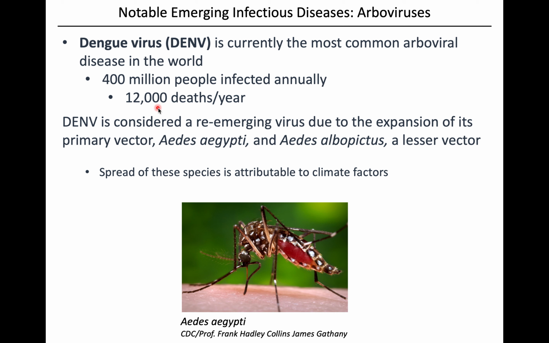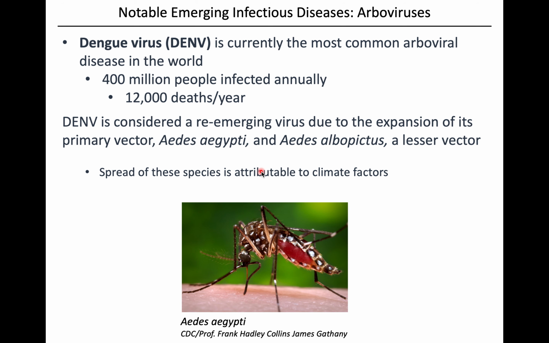So as I mentioned, dengue is the most common arbovirus in the world at the moment. You have over 400 million people being infected every year, about 12,000 deaths a year, so it's a significant problem. It's considered a re-emerging virus because we've seen a big expansion of the range of its primary vectors, which are these two species of mosquitoes. And of course, that expansion is believed to be driven primarily by climate change, right?